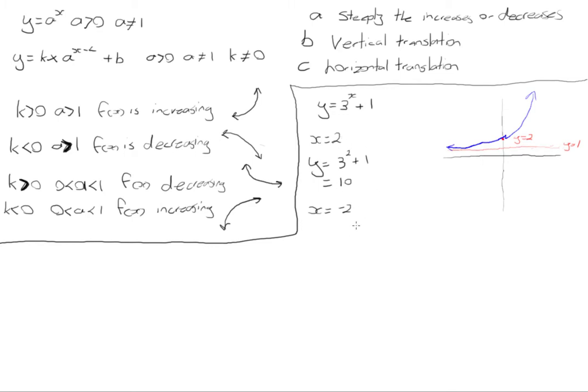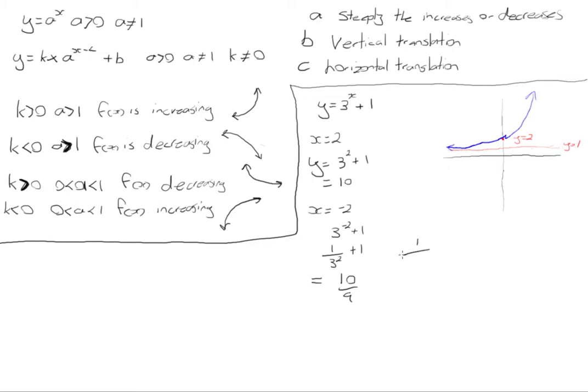We're going to have 3 to the power of minus 2 plus 1. Well, we know from our indices laws that this is just going to be 1 over 3 to the power of 2 plus 1. All of this is going to equal 10 over 9. Now the reason it's 10 over 9 is because, if we wanted to, let's write this out.